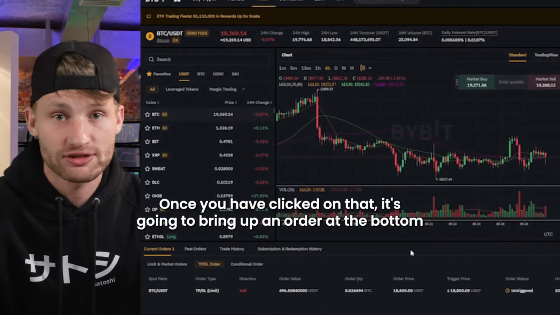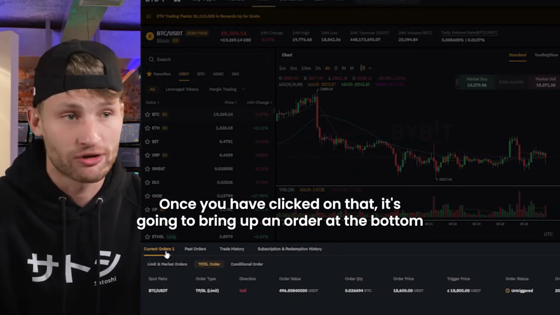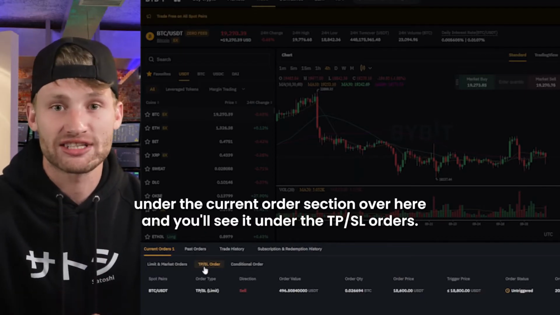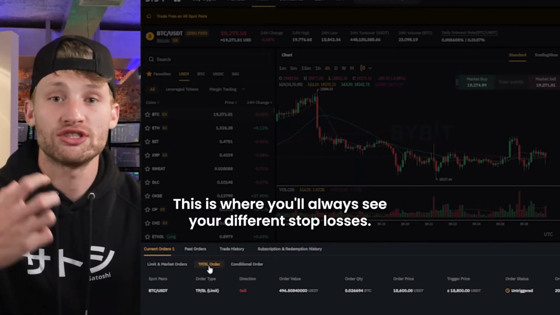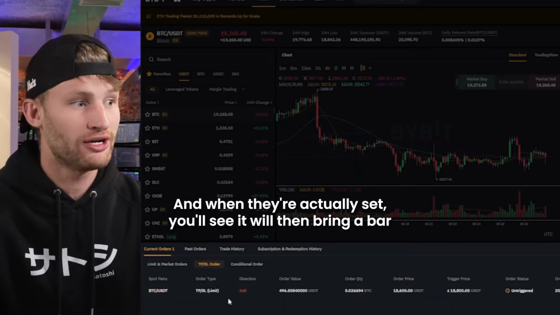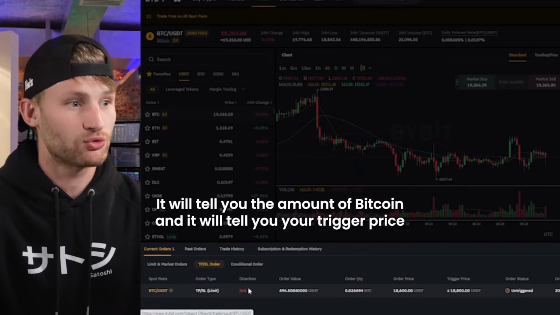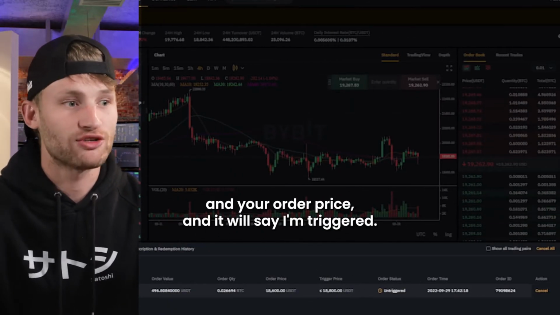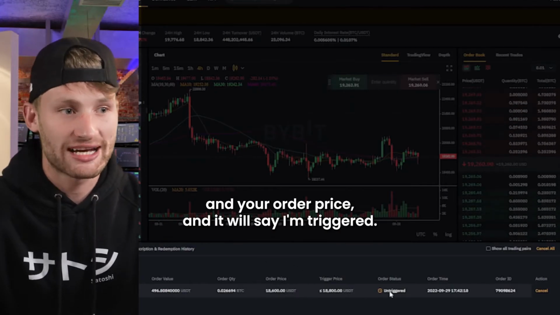Once you have clicked on that, it's going to bring up an order at the bottom under the current order section over here, and you'll see it under TP and SL orders. This is where you'll always see your different stop losses and when they're actually set. You'll see it will then bring a bar. It'll tell you it's Bitcoin, the amount of Bitcoin, your trigger price and your order price, and it will say untriggered.